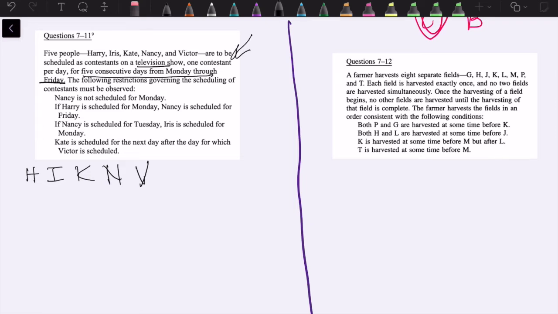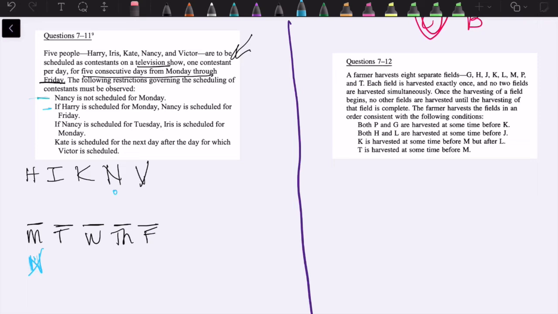So the fact that they're giving us a specific time frame to put them in is a hint, right? Because we know now that we have Monday, Tuesday, Wednesday, Thursday, and Friday. And we know that we're putting them into a specific spot. The following restrictions governing the schedules of the contestants must be observed. Okay. So let's go ahead and practice this. So N is not scheduled for Monday. So we can go ahead and say, all right, well, we know N is not here.